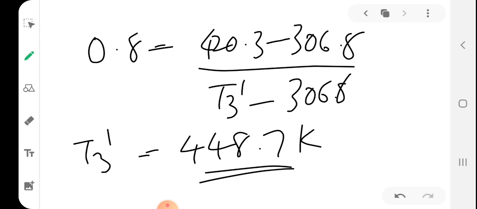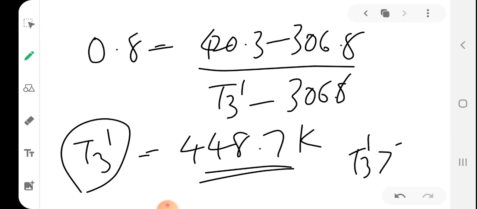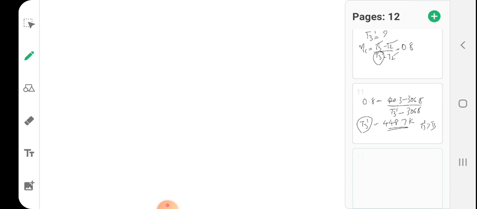448.7 Kelvin. So you remember here T3 dash should be greater than T3, okay? Else your calculation is wrong. T3 dash should always be higher than T3. If you are getting a value lower than T3, it means your calculation is wrong somewhere. So that you have to ensure.